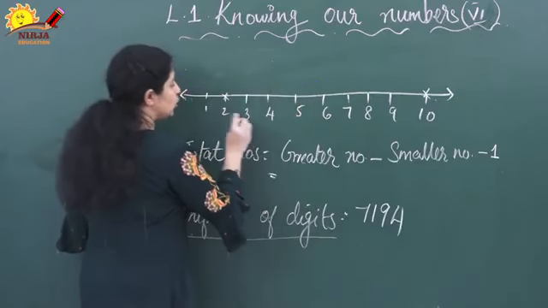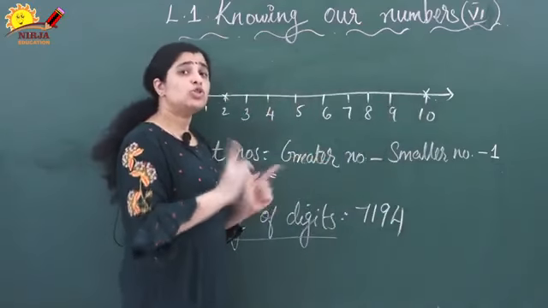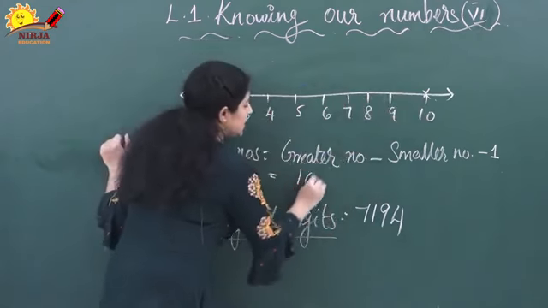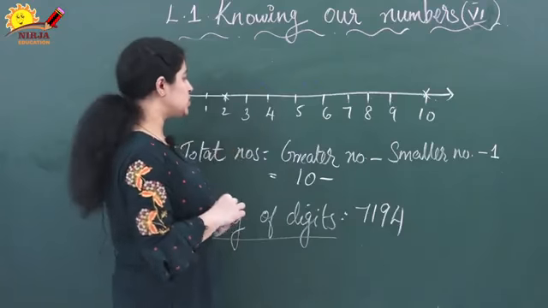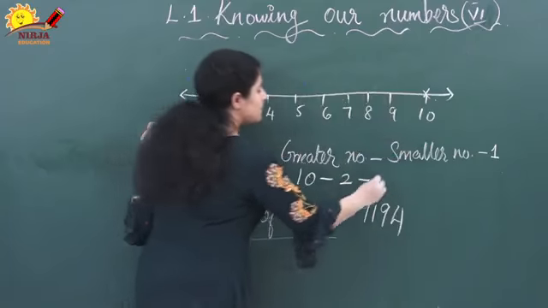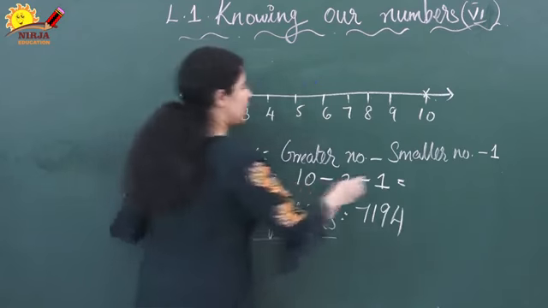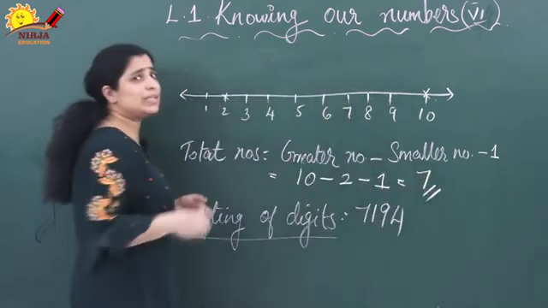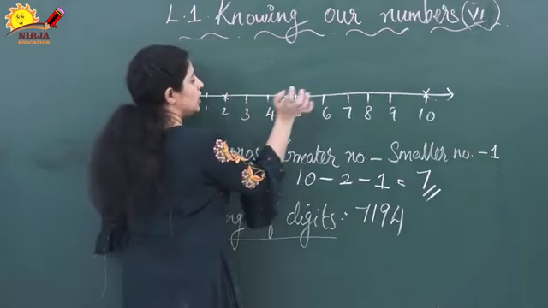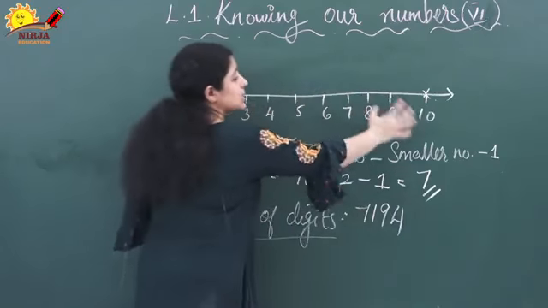We will see. I told you that you have to find the numbers in between 2 and 10. So which is the greater number here? Yes, 10 is the greater number. After that, which is the smaller number? 2. 10 minus 2, then minus 1. 10 minus 2 is 8. 8 minus 1 is 7. We will see whether this is right or not. We can calculate this also: 1, 2, 3, 4, 5, 6, 7. Yes, this is right.